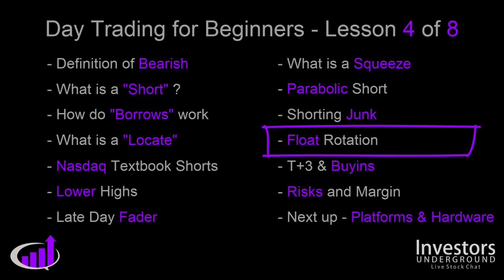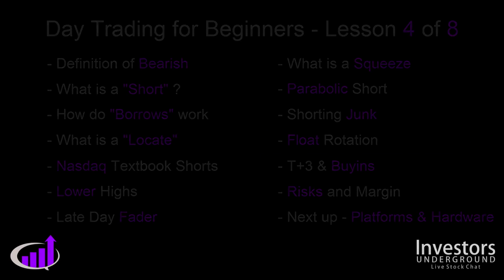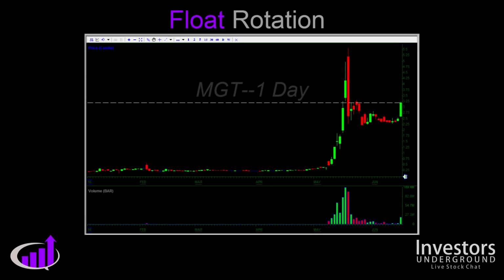So before we have a look at the pointers on float rotation, I want to go through some of those key numbers that I was talking about in the previous point on this stock, MGT. And MGT over the last few weeks has been an enormous runner. Started at 20 cents and went to $2 and then ran all the way up to $5.50 before coming back in again to around $2.50.